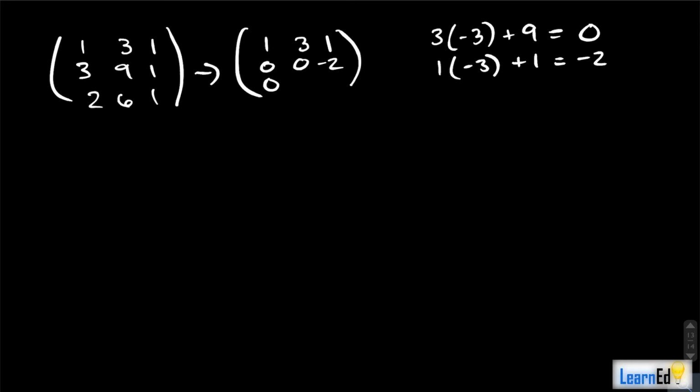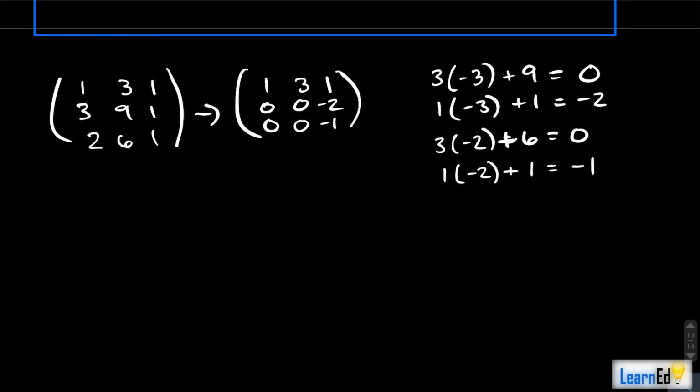To get our third row to have a 0 in the first entry, we need to multiply the first row by -2 and add on. So we have 3 times -2 is -6, plus 6 is 0. And we have 1 times -2 is -2, plus 1 is -1.